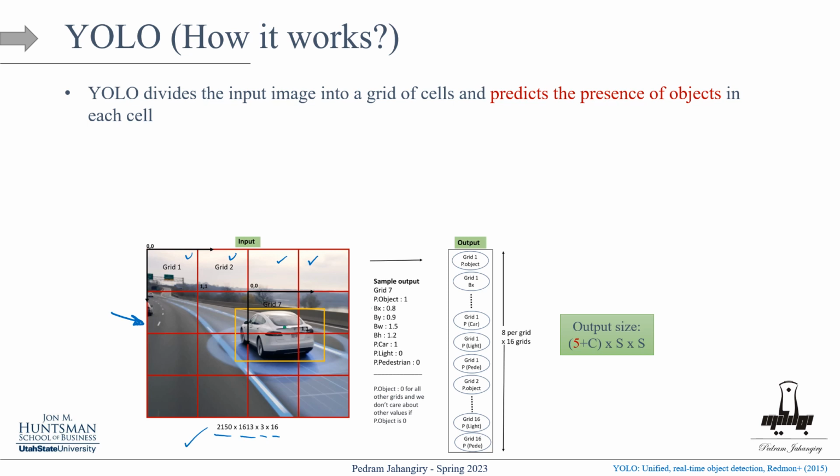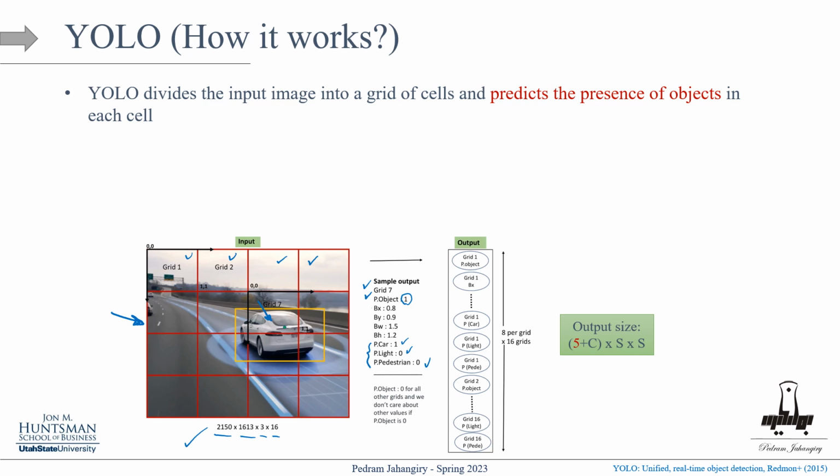Then, what is the sample output? So imagine we're looking at, let me use this blue color, this grid number 7. And the output for this grid number 7 is 8 numbers. First of all, is the object detected or not? In this case, the answer is yes. And then what is that object? Imagine this is a 3-class classification, where the object is either a car, a light, or a pedestrian, right? So obviously here the probability of car is 1 and the rest of them are 0.